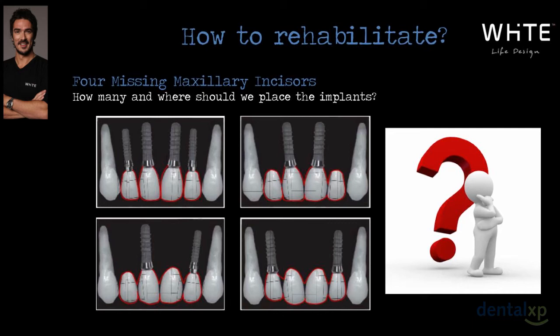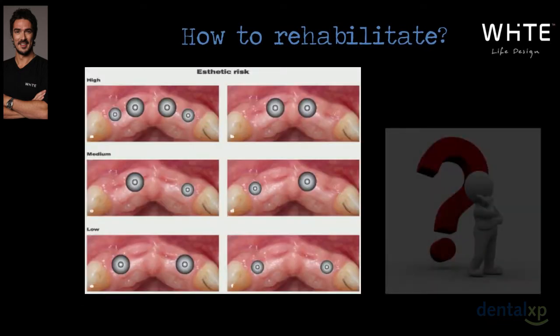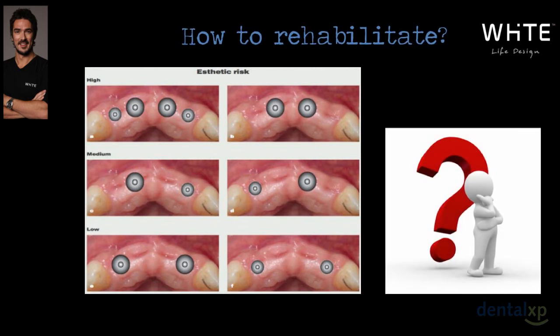What is the ideal solution here? Well, if we're placing 4 implants in the anterior region for individual crowns, it's a very high aesthetic risk. You really have to have a good biotype here, a thick biotype, and these implants have to be placed in an absolutely ideal position. They have to be very good implants, good quality, good surface, placed in the ideal position to guarantee that you can get a good aesthetic outcome.